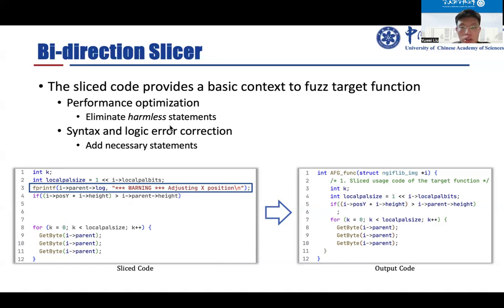And the sliced code could contain some syntax and logical errors, which break the correctness of the extracted code context of running the target function. Some control statements in the sliced code may lack statements in their body. So we add statements within the body of these control statements to address this problem.